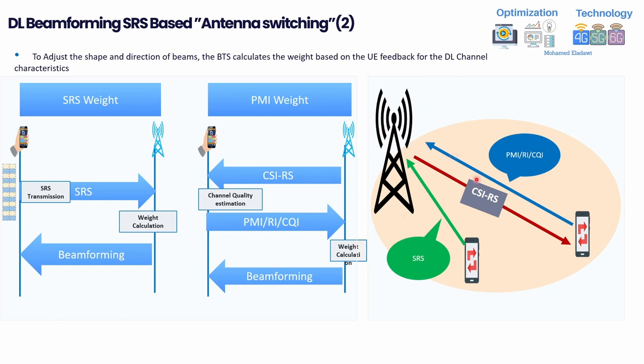The gNB can change from SRS to CSI-RS and vice versa based on the SRS uplink SNR. If the SRS uplink SNR is good, it will keep the beam calculation, the weight calculation, based on the SRS. If it's bad, it will start using the codebook or CSI-RS and so on.